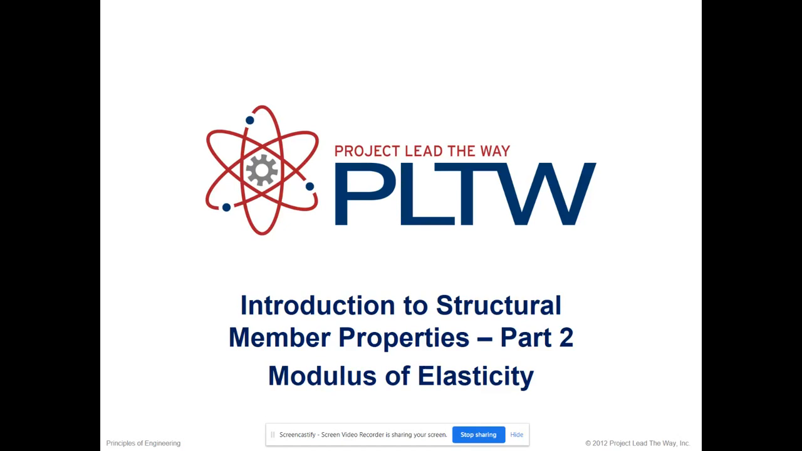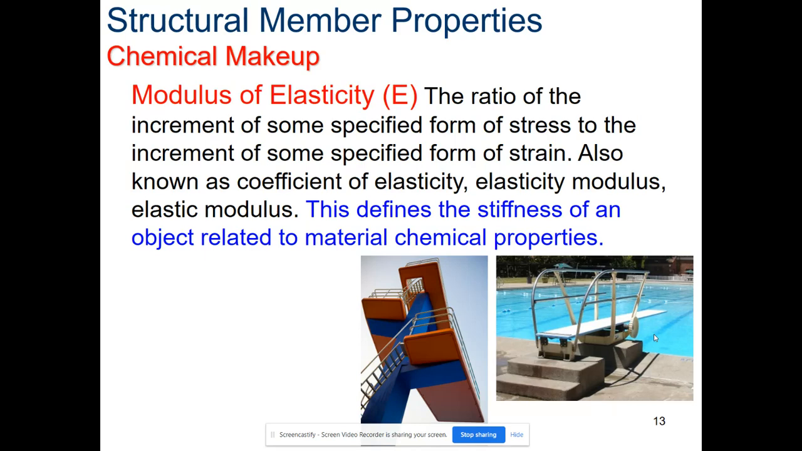All right, guys, this is the second half of our structural member properties video on civil engineering, and today we're going to talk about modulus of elasticity. So this goes with what we talked about earlier when we were talking about the moment of inertia. We remember moment of inertia was all about the geometry of the shape. Modulus of elasticity is really looking at the actual material that the shape or the beam is made of. So that's going to be a little bit different.